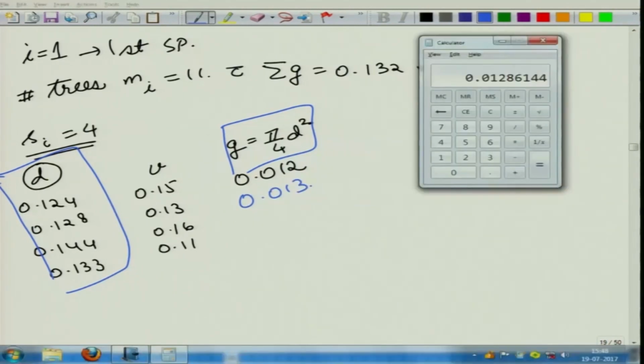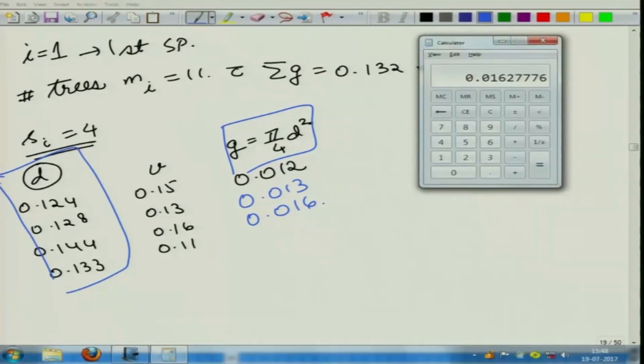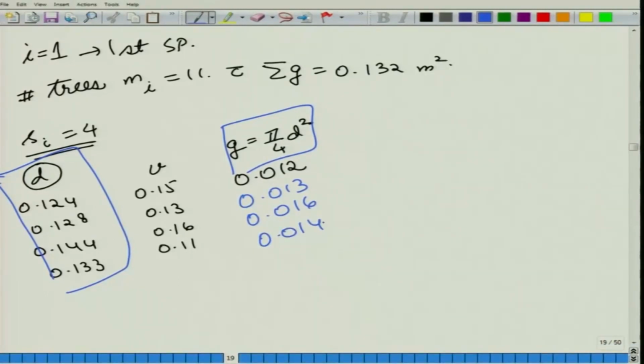For the third one, we have 3.14 by 4 into 0.144 into 0.144, that is 0.016. And for the fourth one, that is 0.133, we have 3.14 by 4 into 0.133 into 0.133, that is 0.014 by rounding it off. So, that is the basal area for all of these 4 trees.